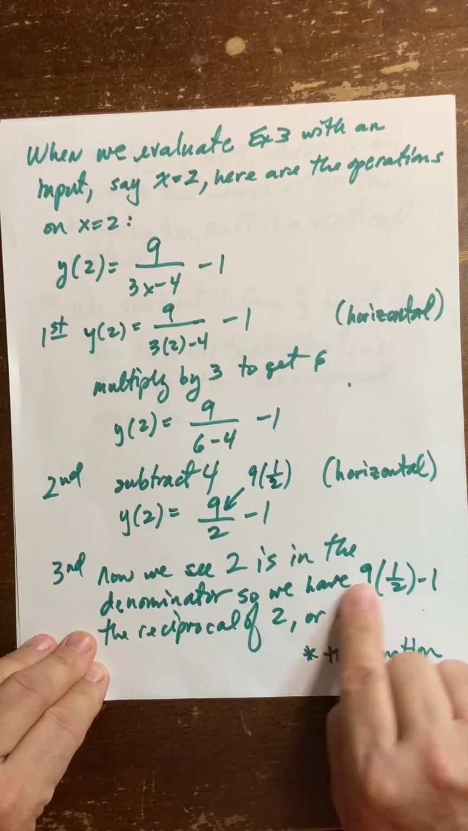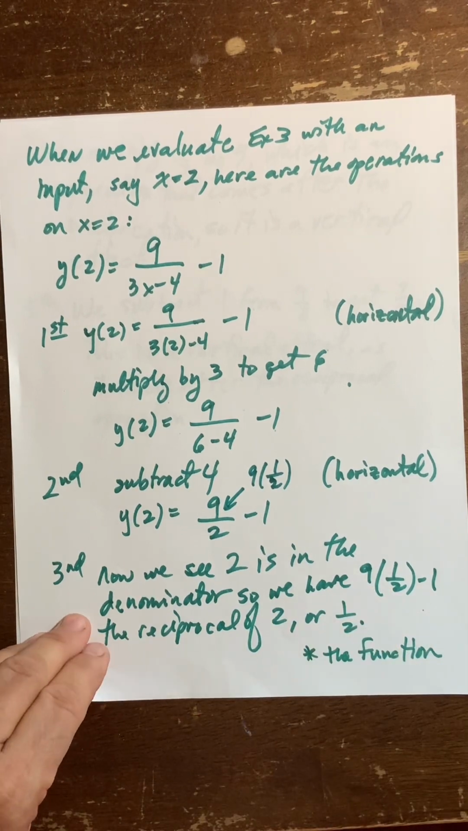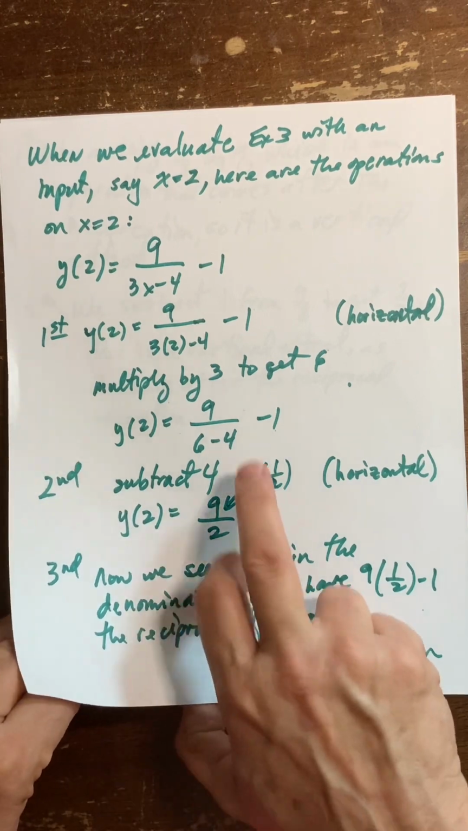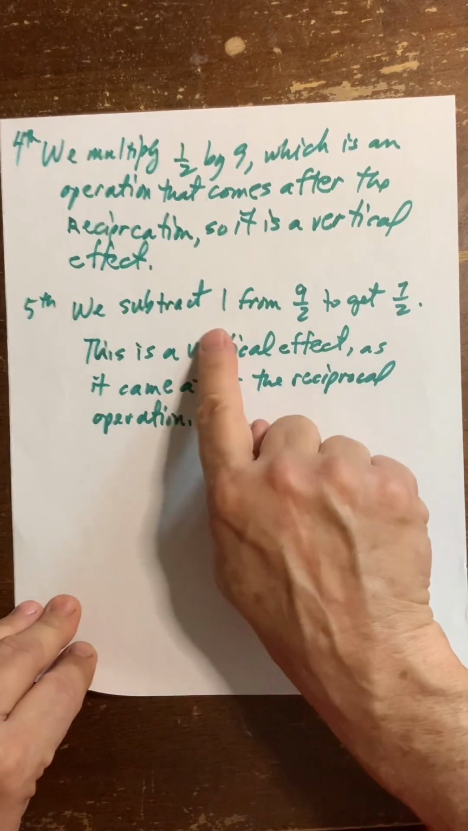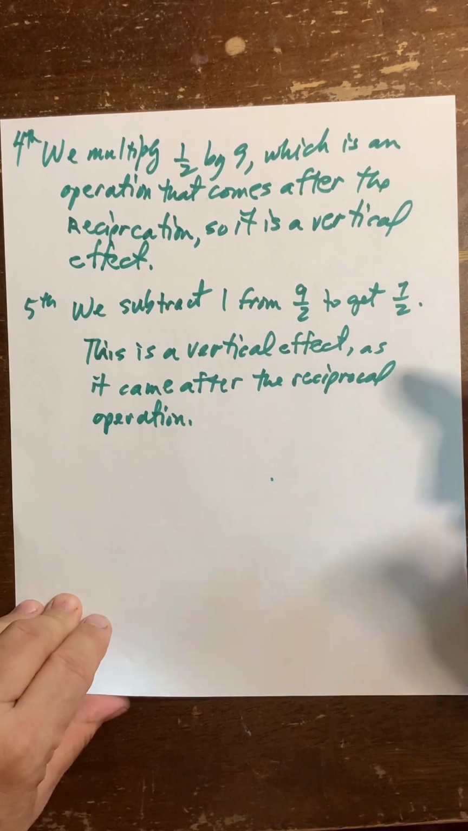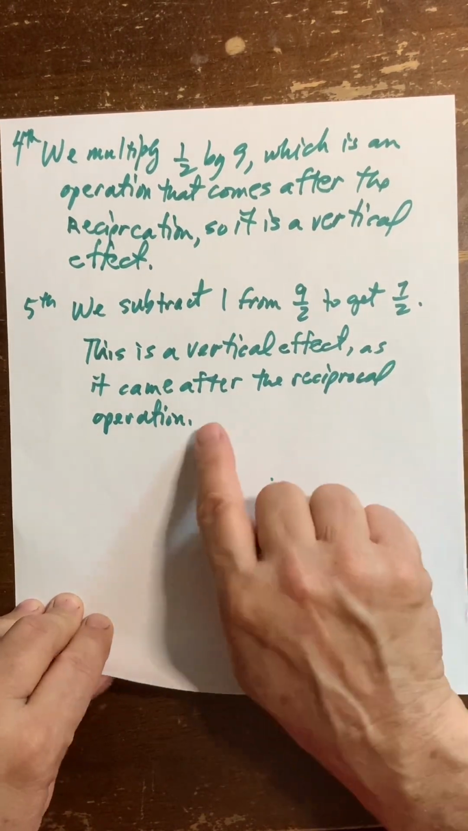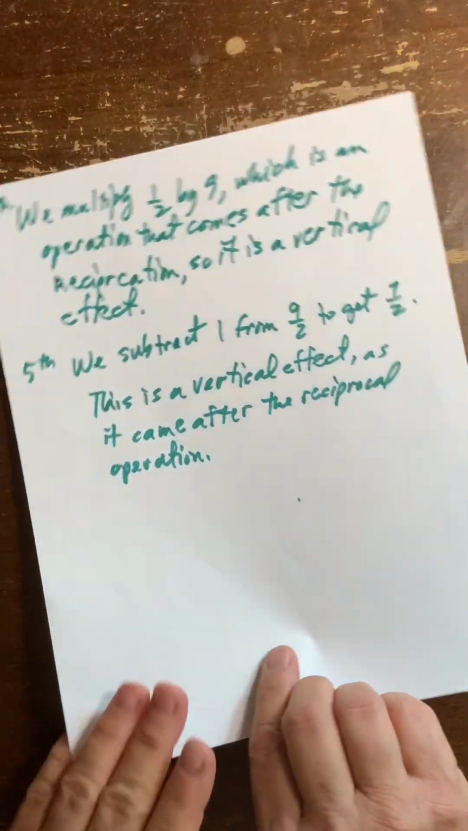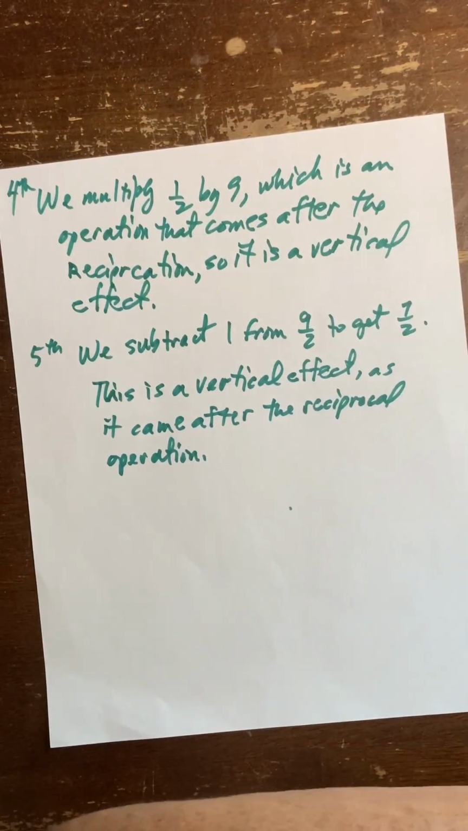Then, when you multiply by 9, that's now after you've already done the reciprocal. So that's a vertical effect. And then you subtract 1, and that's after you've already done the reciprocal operation, and therefore it's a vertical effect. So hopefully that can help you distinguish between vertical and horizontal effects.